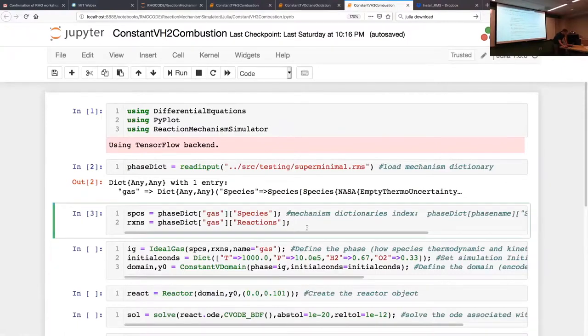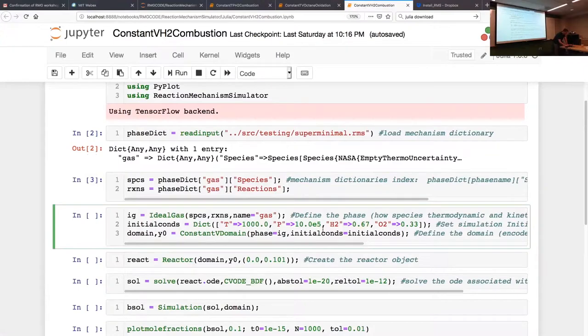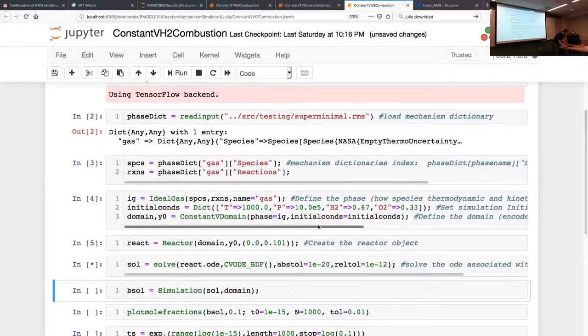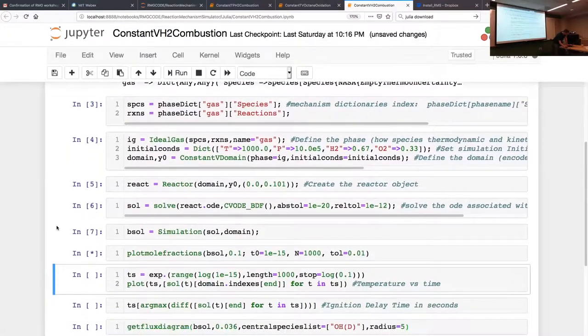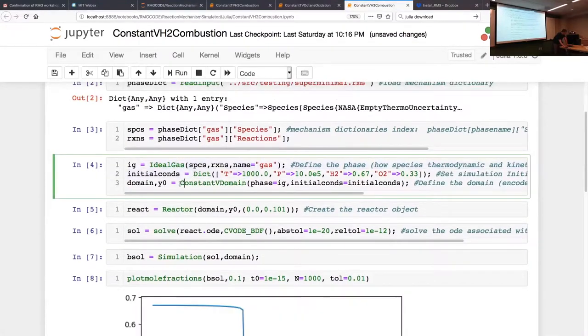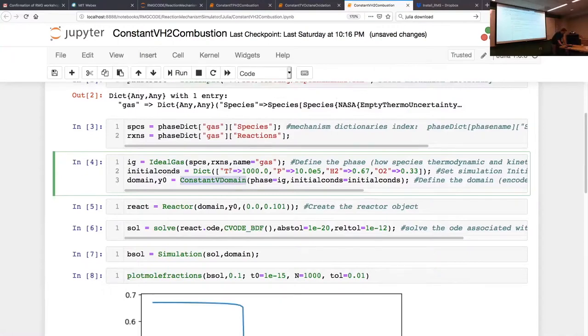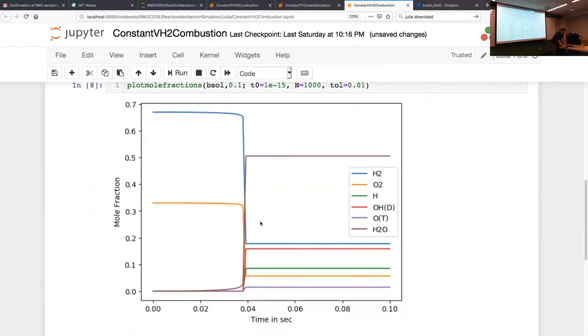This is the super minimal again, but this time we're going to do a little bit different simulation. We're going to do an ignition delay problem. In this case, we did mostly the same stuff here, except we defined a constant V domain, which essentially assumes that the volume of the reactor is going to be constant, and there's no outside heat transfer, that is, adiabatic. And so in this case, we're just assuming a constant volume adiabatic reactor full of hydrogen and oxygen, which naturally results in an explosion here.